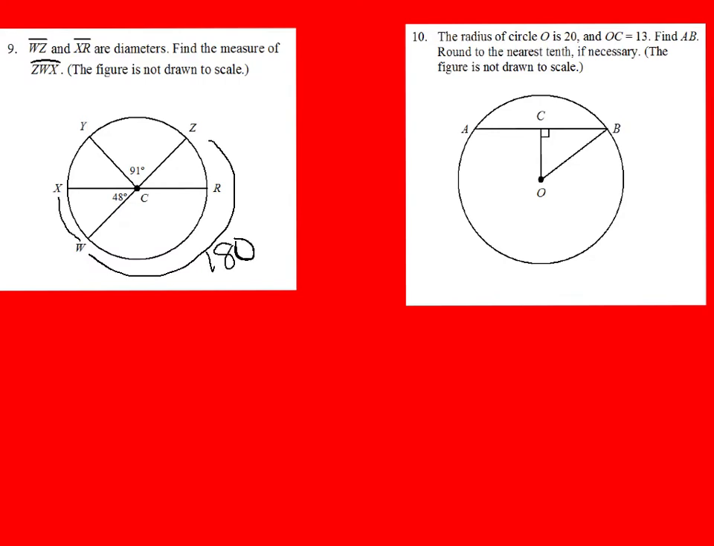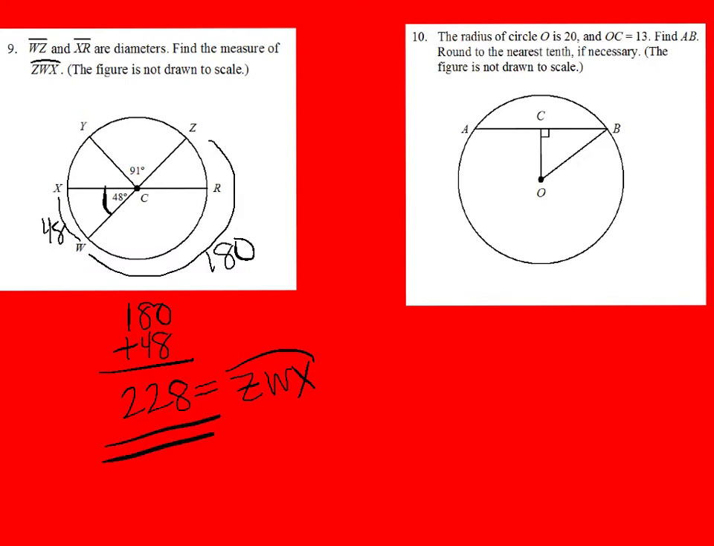And then this arc is the only thing we need to find. We know that the central angle is 48, and so the arc is 48, because the arc and the central angle are congruent. So all we have to do is 180 plus 48, and we get 228, and that's equal to our measure of arc ZWX.